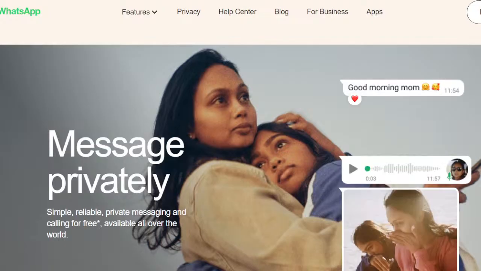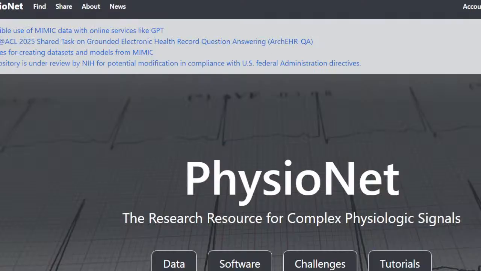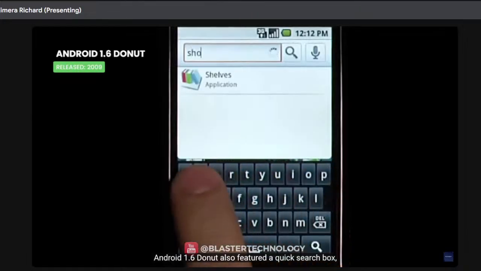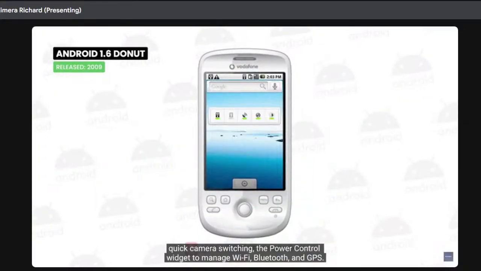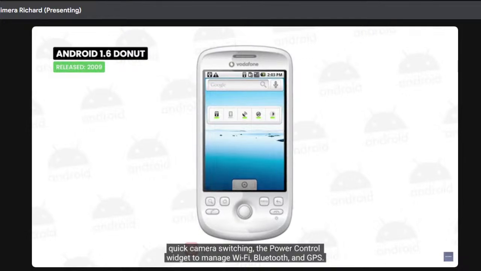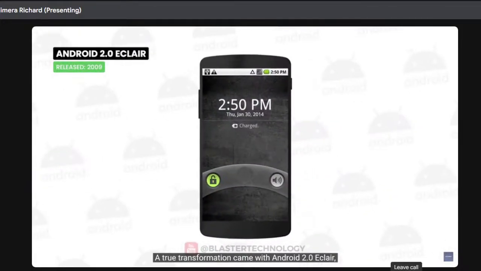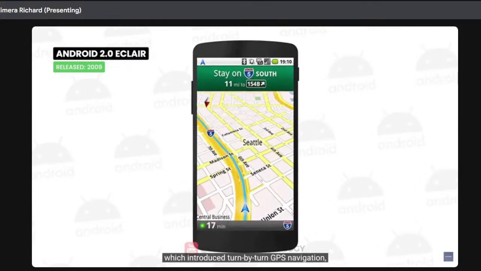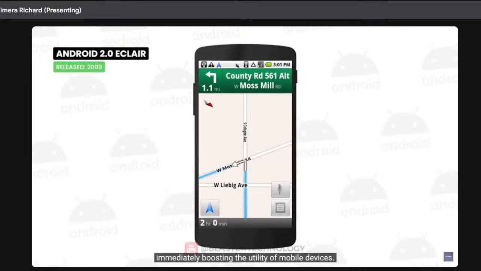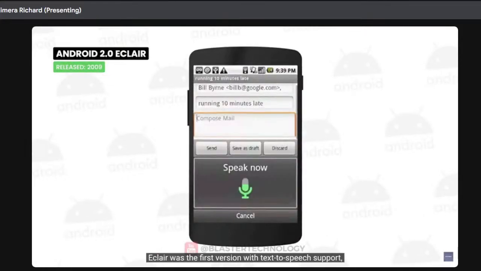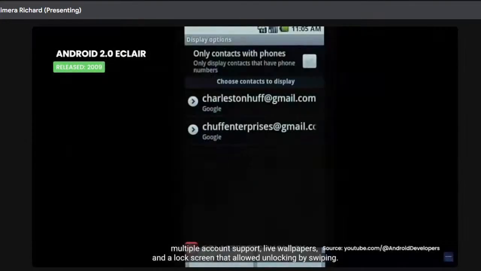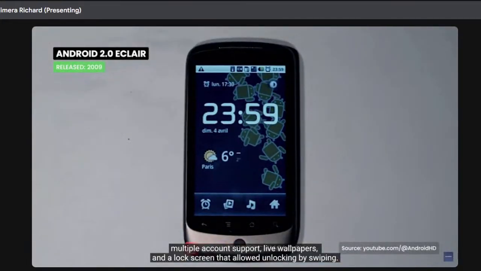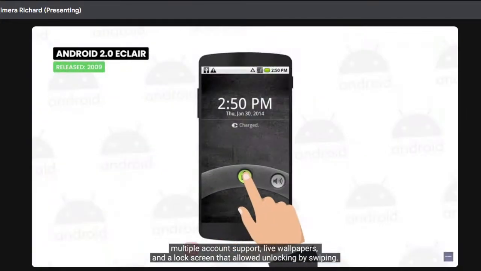Android Donut brought support for various screen sizes and resolutions, as well as compatibility with CDMA networks. Android 1.6 Donut also featured a quick search box, quick camera switching, and the power control widget to manage Wi-Fi, Bluetooth, and GPS. The true transformation came with Android 2.0 Eclair, which introduced turn-by-turn GPS navigation, immediately boosting the utility of mobile devices. Eclair was the first version with text-to-speech support, multiple account support, live wallpapers, and a lock screen that allowed unlocking by swiping.